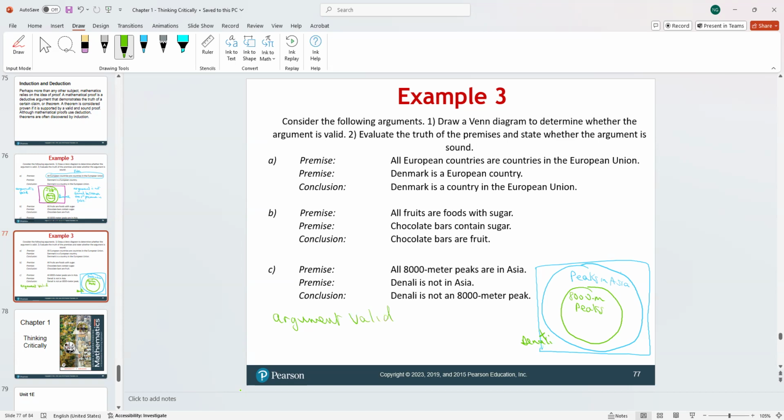But is the argument sound? That's what you need to verify. The premises are true, okay? Both premises are true. So 8,000 meter peaks are in Asia. Denali is not in Asia, so we can conclude that the premises are true. Okay? And that means the argument is sound or not sound? So if the premises are true, then the argument is sound.